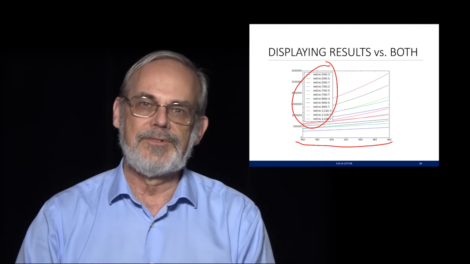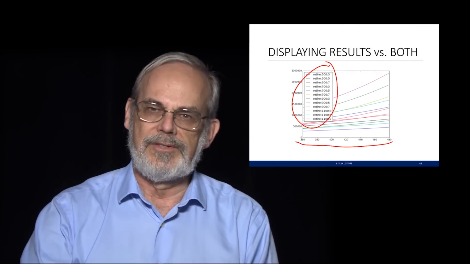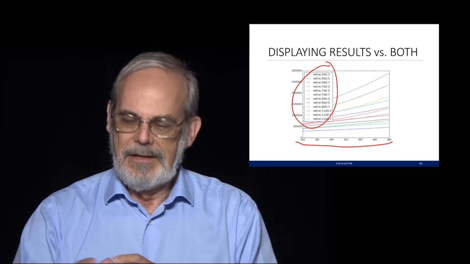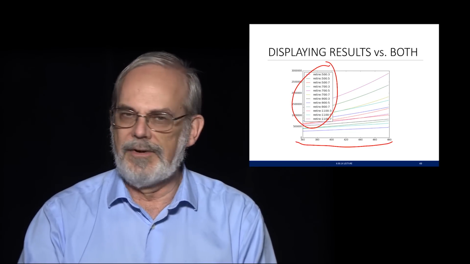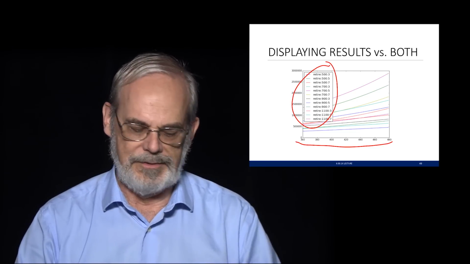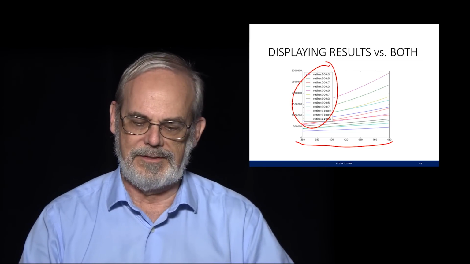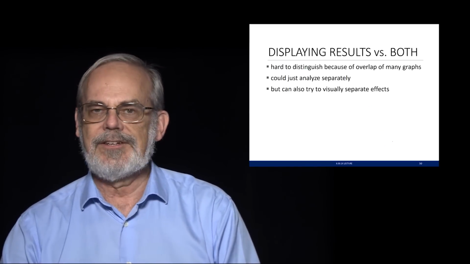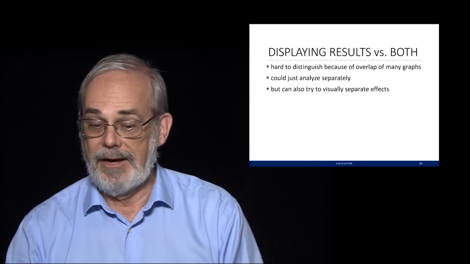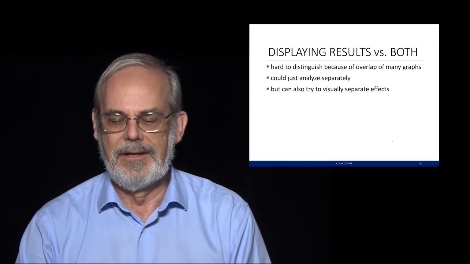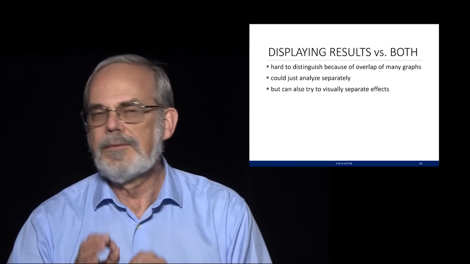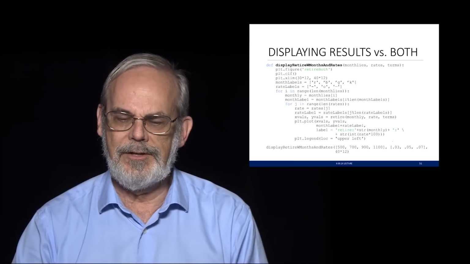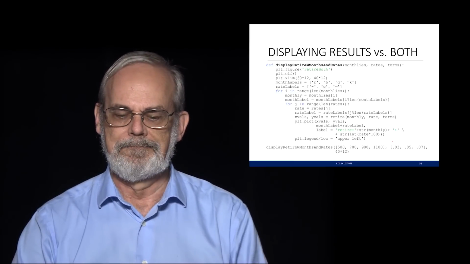And I remind you that was one of the points. How do I use the visualization to help me decide how to think about the computation? Here, there's too much overlay of the graphs. How could I separate those out into pieces that would really help me think about this a little bit better? So let's do that. I can't distinguish because of the overlap of the graphs. I could just analyze them separately, but I can also be careful about how I want to visualize the different effects. And I'm going to do that in the following way.